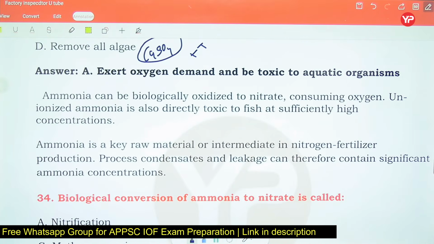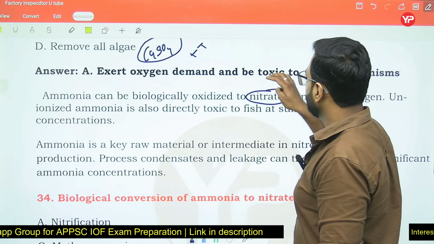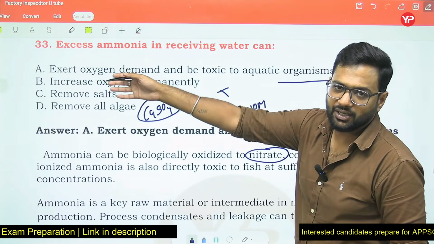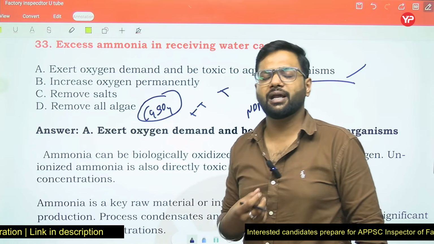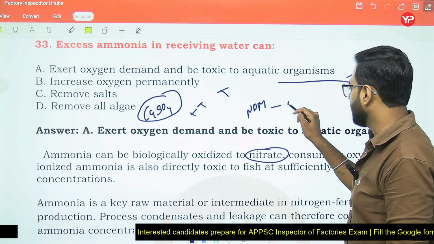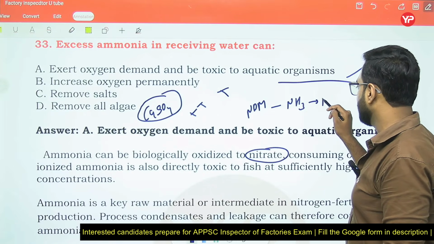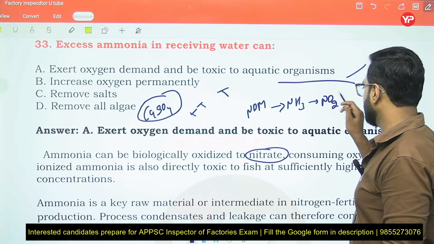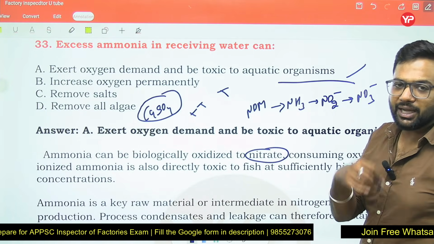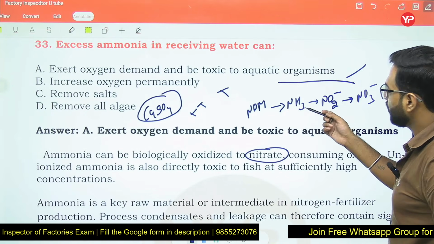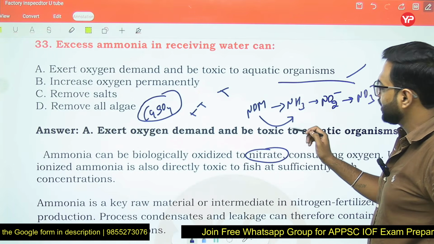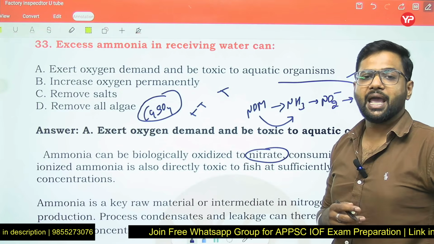Ammonia can be biologically oxidized to nitrate, and we know that when nitrogenous organic matter is present in the system, ammonia can be present in the water in any form. Nitrogenous organic matter will convert into ammonia, further into nitrite, NO2 negative, then into nitrate, and the end product is nitrate. So nitrogen can be found in a water sample in the form of ammonia, nitrite or nitrate. The conversion of nitrogenous organic matter into ammonia is named ammonification.